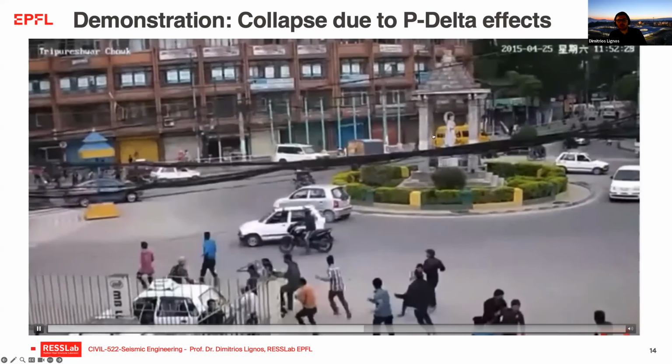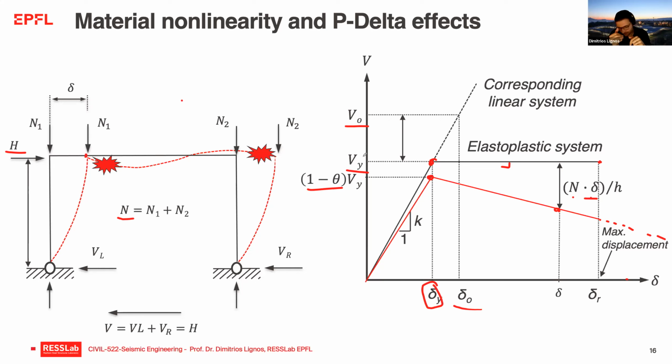So this is an important consideration for seismic engineering because, as you can imagine, when you are designing a system and you are allowing it to deflect a lot, you're just looking at strength, but you're neglecting deflections. The implication could be that you may have collapse because of the delta effects.